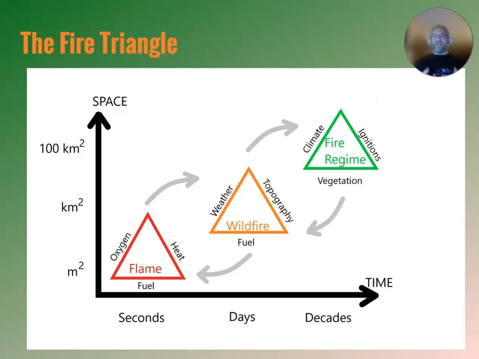So we need those three things for fire to be able to happen, which means we can put out a fire by removing any one of those three legs. So if you were to just let your fire burn out, not add any more fuel to it, not stick any more logs on the fire, eventually that fire would run out of fuel and it would go out. So you can deprive it of fuel. That's often how we control the spread of a fire.